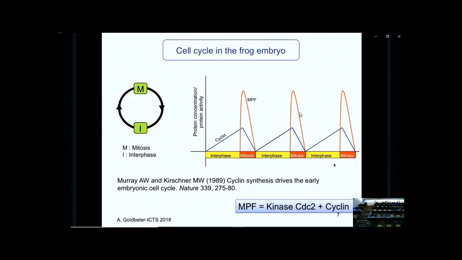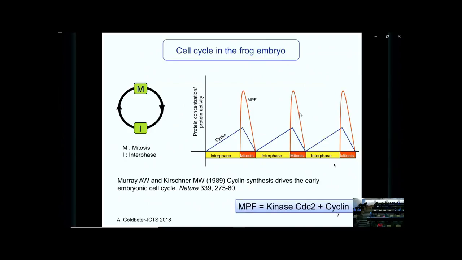And the scheme, which is shown on the screen, shows that there is an oscillation. Cyclin is building up to a threshold, triggers the activation of MPF, and then this brings about mitosis. And at the same time, MPF is inactivated and cyclin goes down. So there is an oscillatory pattern of cyclin synthesis and degradation and a pattern of periodic activation of MPF. And the question is, what is the mechanism for that?